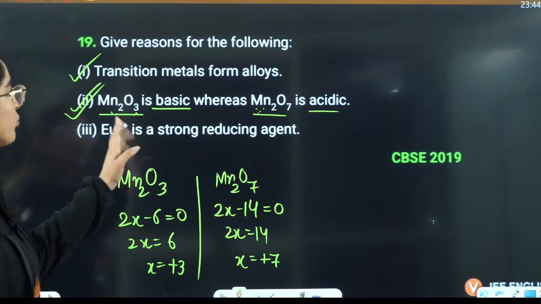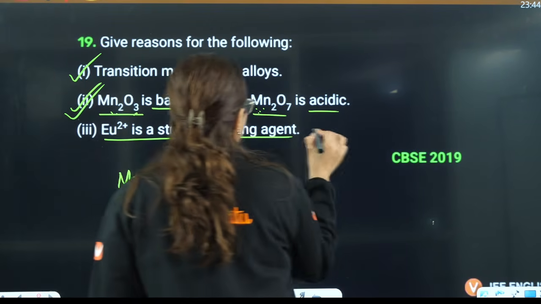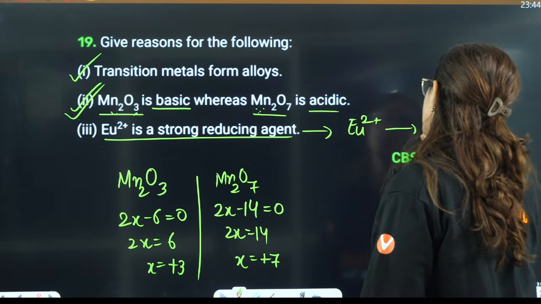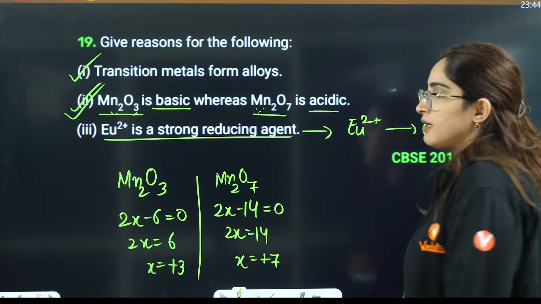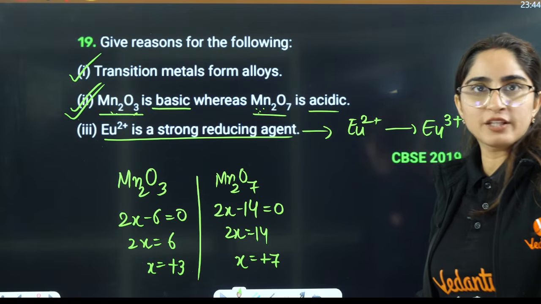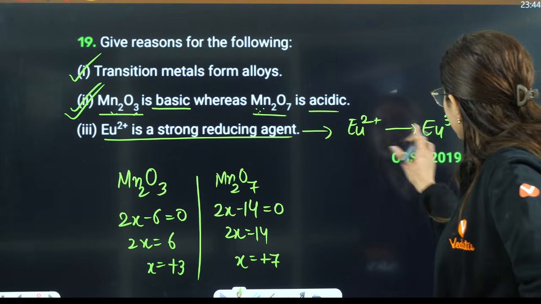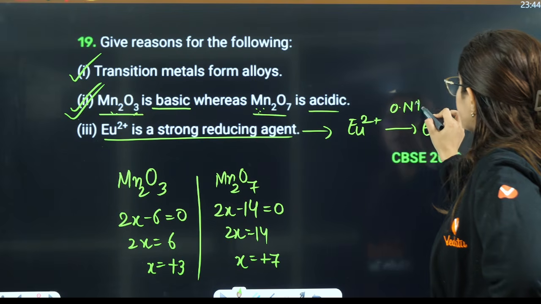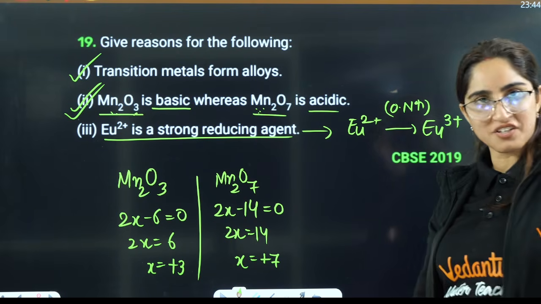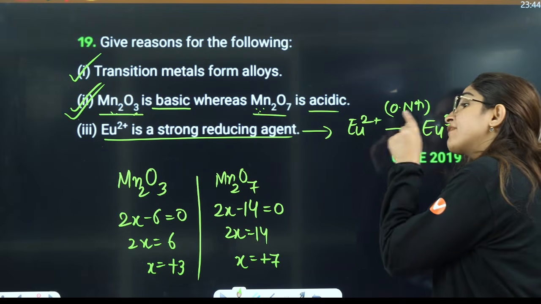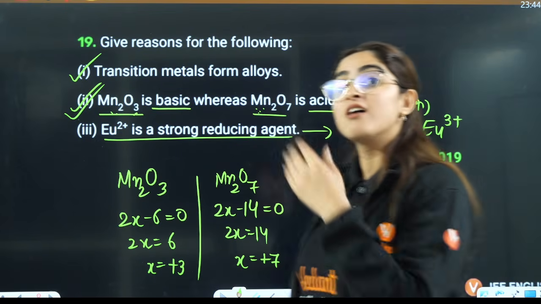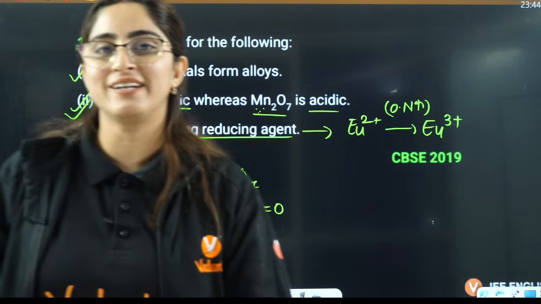Next is Eu2+ is a strong reducing agent, because the most stable oxidation state of lanthanoids is plus 3. So it can easily get converted to plus 3. So there is an increase in oxidation number that corresponds to oxidation. If it itself is undergoing oxidation, this will behave as a very good reducing agent.